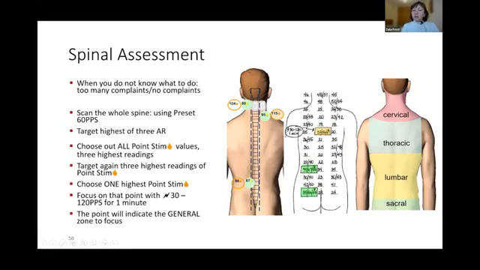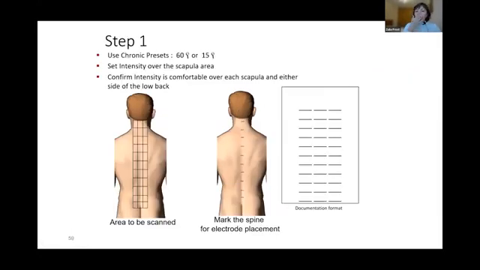If, like I recently treated a patient and his highest readings were here in the lumbar area, I know he is ready to be treated on the lumbar, although he also has cervical problems, yes? So it just helps you to find where to treat the most. So let's look at the protocol. We typically use 60 because it's for chronic pain, or 15 if we're dealing with people who are hypersensitive.